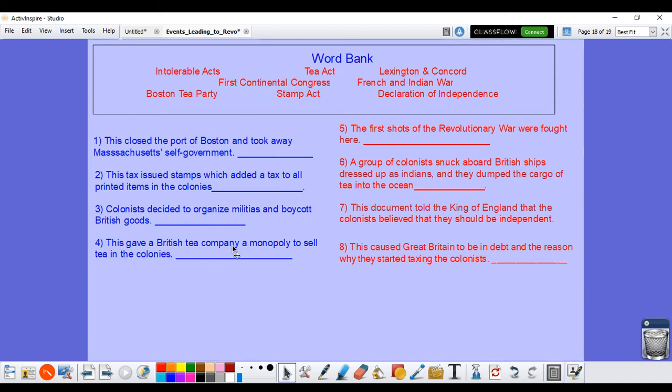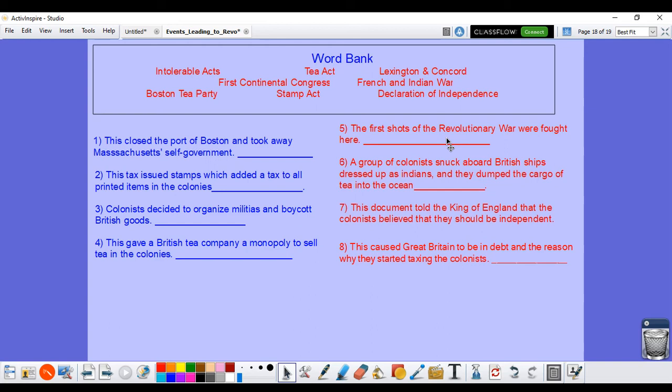This gave the British Tea Company a monopoly to sell tea in the colonies. I see tea twice in there. Pause the video and see if you can figure out which of these in the word bank goes with number 4. All right, if you said the Tea Act, you are correct.